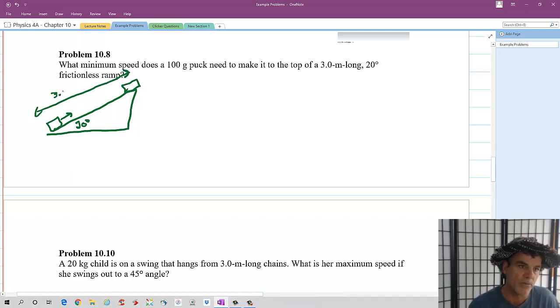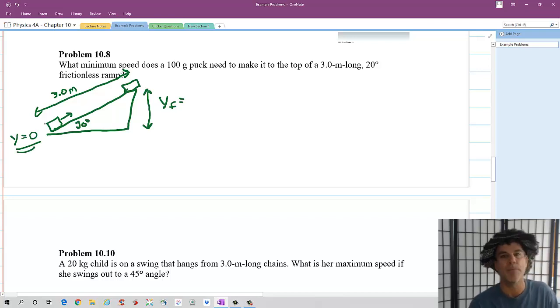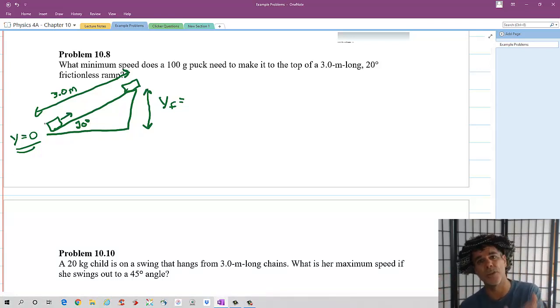So that's 3 meters, which means this height right here, keep in mind, here's my angle. Here is my hypotenuse. If I want y, this is the opposite side. So my y final, let me just define y equals 0 at the bottom. Keep in mind, anytime you're using gravitational potential energy, you can define y equals 0 wherever you like. In general, there's always going to be one sort of obvious choice. Well, two, either where you start or where you finish.